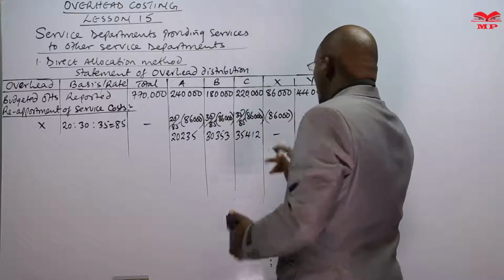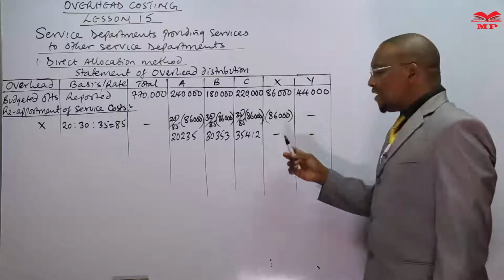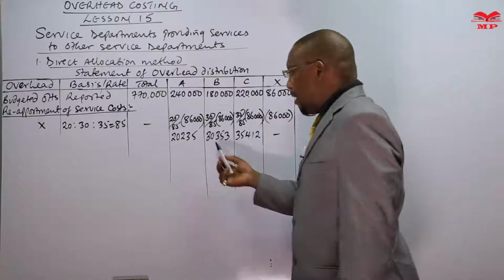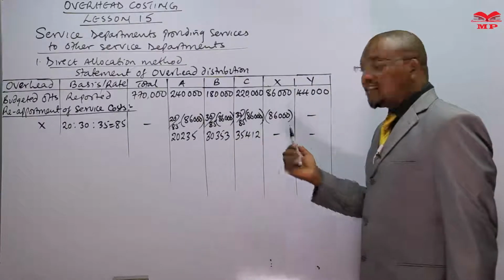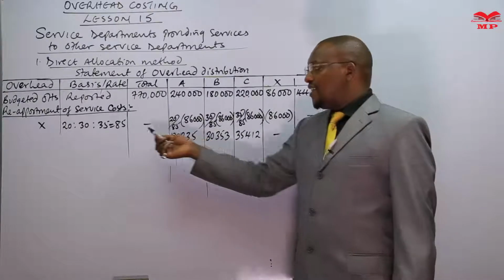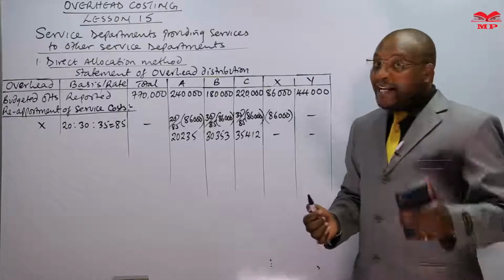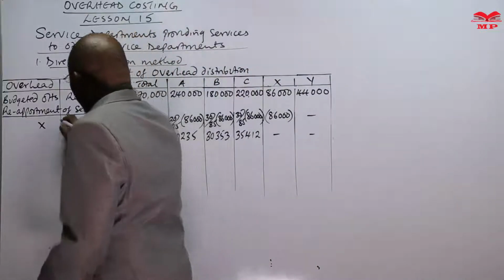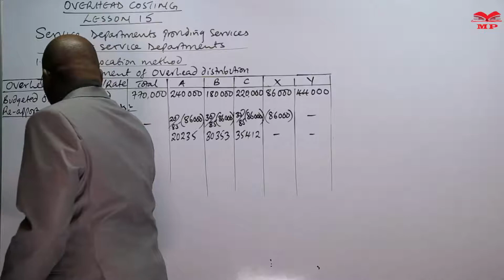Dash, dash. So we are sharing this 86,000 and we have ignored sharing to Department Y. And if you add these three amounts, they should add up to 86. So you must recognize that the ratio gives us 85 but not 100. That's something to note. Then we go to Department Y.